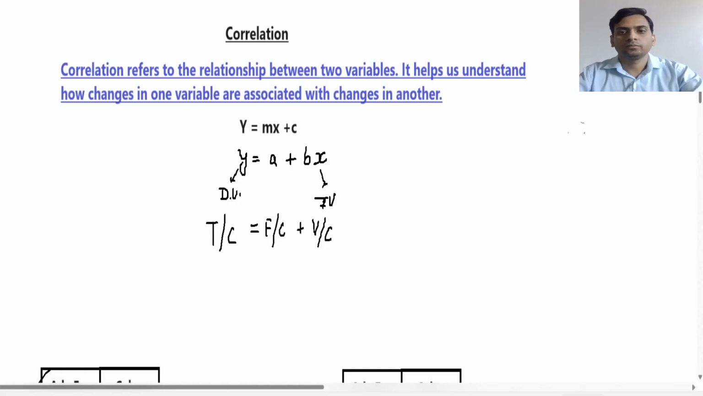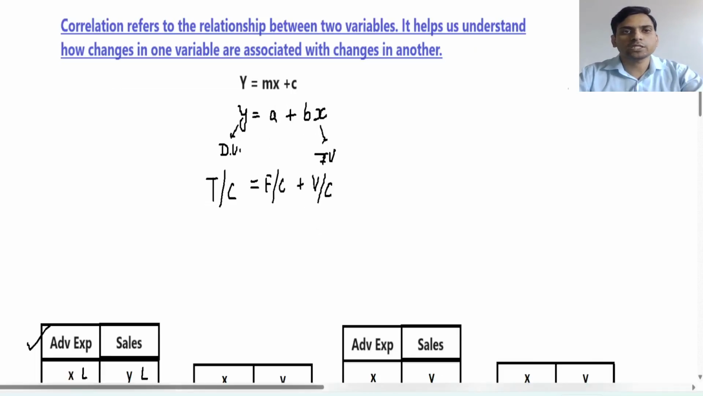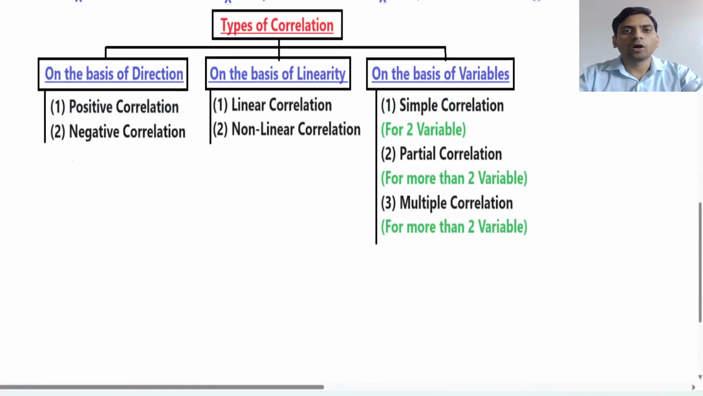Hello everyone. So in the last lecture I explained the concept of correlation. Now in this lecture we will see the types of correlation. So this is correlation and now the types of correlation. Okay. So for types of correlation, there are three categories. First is on the basis of direction, second on the basis of linearity, and third on the basis of variables.